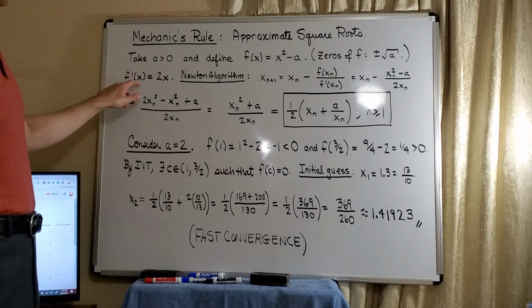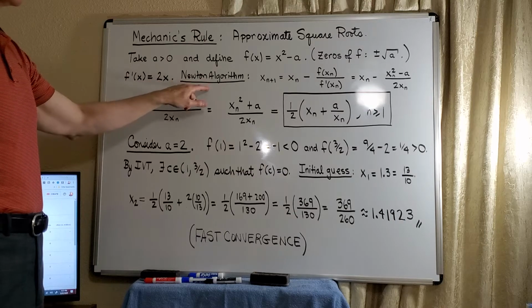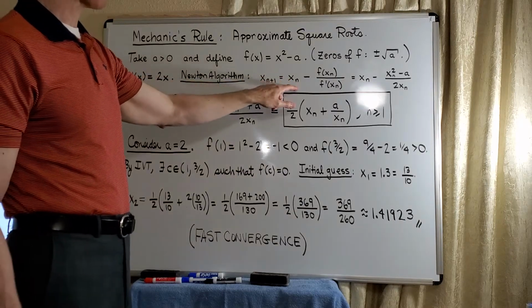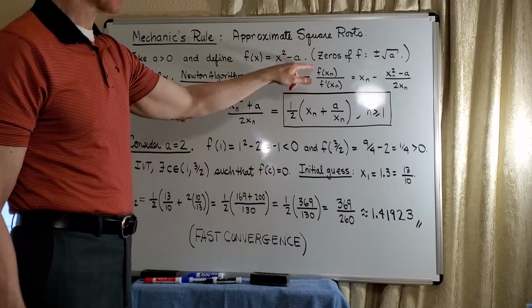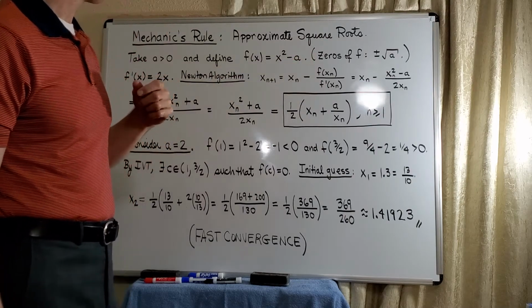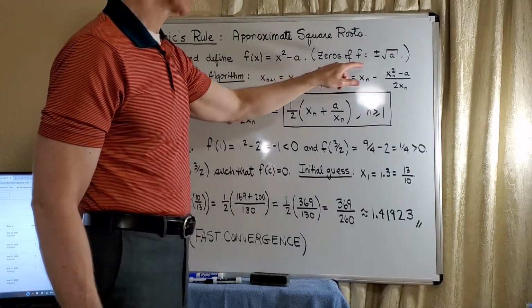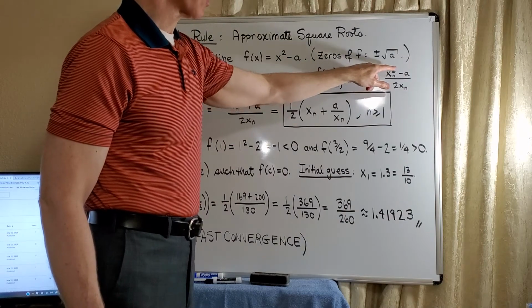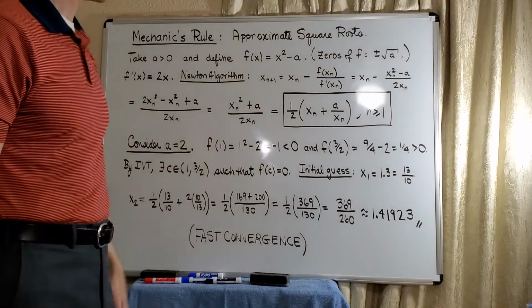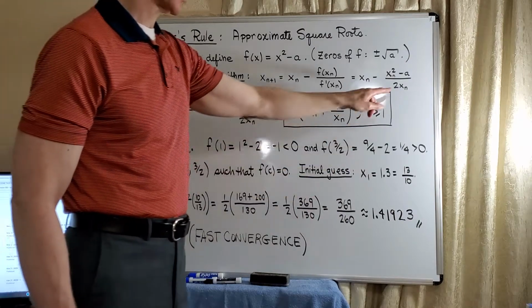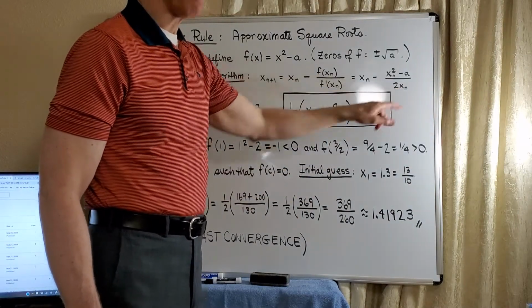We observe that f prime is just 2x, and now the Newton algorithm, which we used in the last problem, we just need to fill in for the values of f and f prime. So for f of x sub n, we'll substitute x sub n squared minus a, and for f prime of x sub n, we'll just substitute 2 times x sub n.